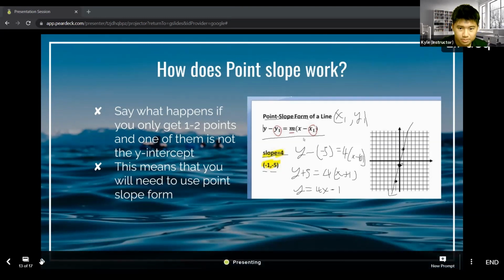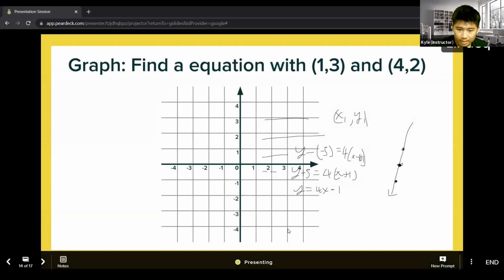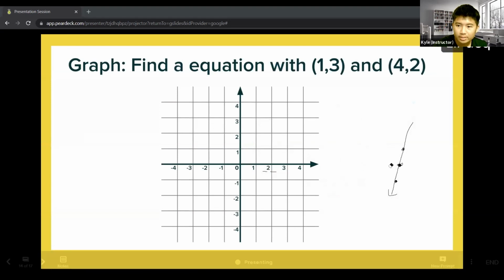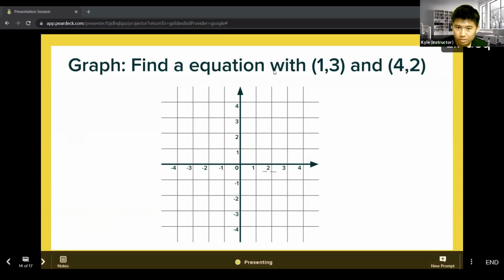So let me do another example. Let's say instead we have (1, 3) and (4, 2). So we have 2 points now. Can anyone quickly do the slope for this equation? What is the slope of (1, 3) and (4, 2)? Quickly.